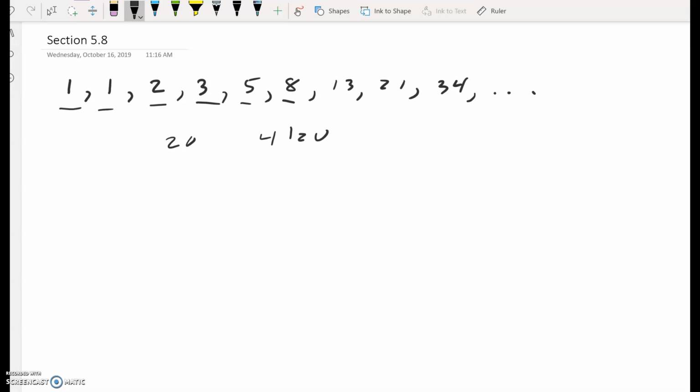The claim is that no matter which 6 in a row you add up, it will always be divisible by 20, always. So that's kind of an interesting thing. It's not proven, but you'll be asked to check that out. And when you check it out, don't use the first 6, because I did.